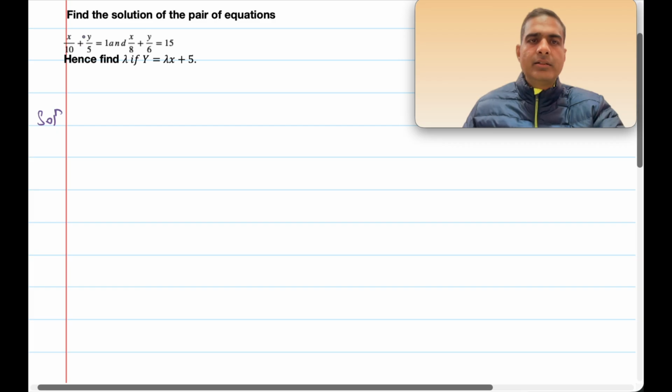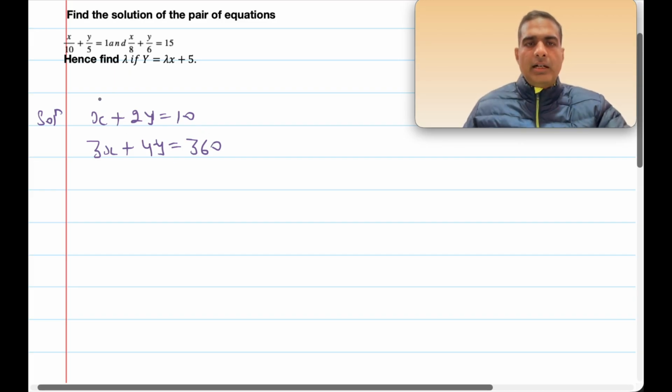So let's start. The first equation, the denominators are 10 and 5. So the LCM of 10 and 5 is 10. So if I multiply by 10 to the first equation, I will be getting x plus 2y is equal to 10. And similarly, the LCM of 8 and 6 is 24. So if I multiply by 24 to the second equation, I will be getting 3x plus 4y is equal to 24 into 15, that is 360.